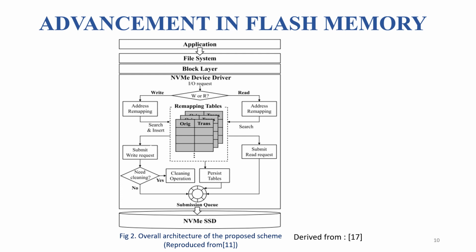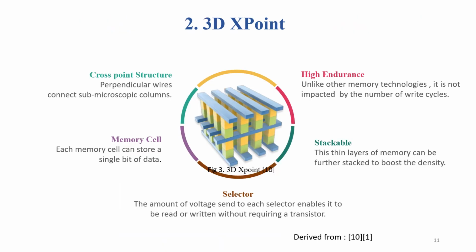If the address is present inside the table, it is removed and it is updated with the newly transformed address, and then the write request is submitted to the queue. And if it is a read request, the transformed linear block address is searched among the remapping tables, and if the address is found, the read request is submitted to the submission queue, and then the data is fetched from the memory. Moving on to the 3D cross-point structure.